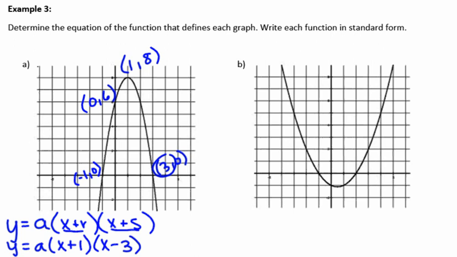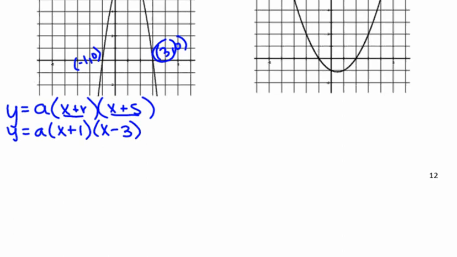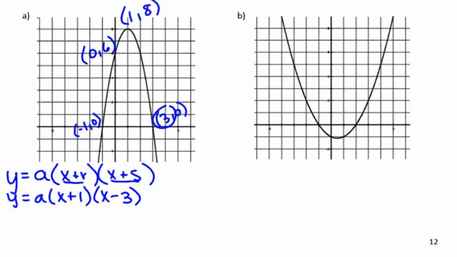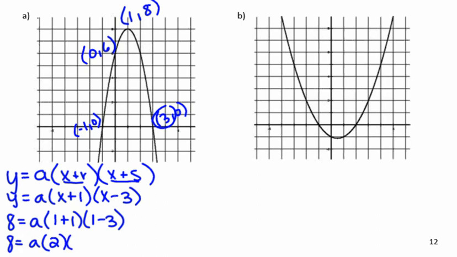So to solve for an a value, you pick any other x and y value you know from your graph, and you plug it in for x and y and solve for a. So let's use our vertex. Our vertex y value is 8, and my x at that point is 1. So 8 equals a times 1 plus 1, times 1 minus 3.